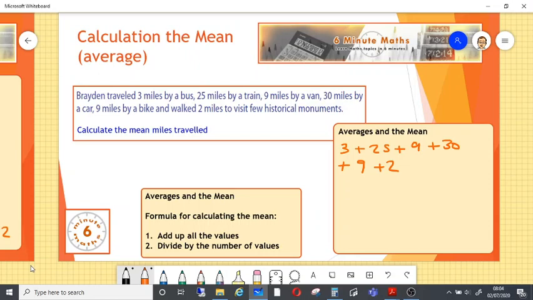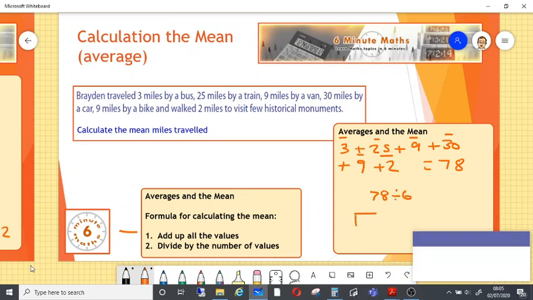So we're doing the first part, adding up all the values. Same rule, 3 and 25 is 28, plus 9 would be 37, plus another 30 would be 67. Plus another 9 would be 76, plus 2 equals a total of 78. So 78 miles travelled overall. And how many values have we got? 1, 2, 3, 4, 5, 6. So to work out the mean, 78 divided by 6. Let's just calculate that one.